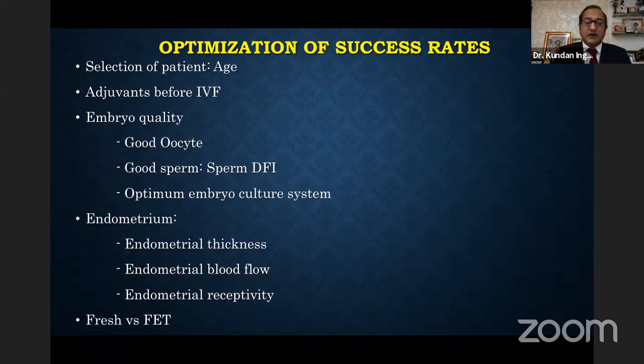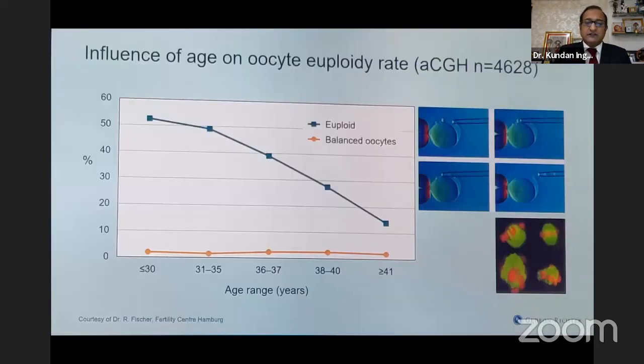Also, we will discuss the optimum embryo culture system. What should be the ideal day of transfer and what quality of embryo we are looking at. Then the endometrium factor, where we'll discuss endometrial thickness, blood flow, and receptivity, and how to improve it. And of course, we are going to discuss fresh versus frozen embryo transfer, the benefits and the disadvantages. We'll start with the selection of the patient, that is, the age of the patient.